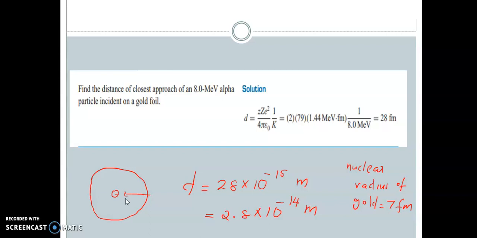So in such a case, with an average value of kinetic energy and large Z, D is certainly greater than the radius, and gives an approximate size of the nucleus. So the distance of closest approach can be used to find out the approximate size of the nucleus. Okay, thank you.